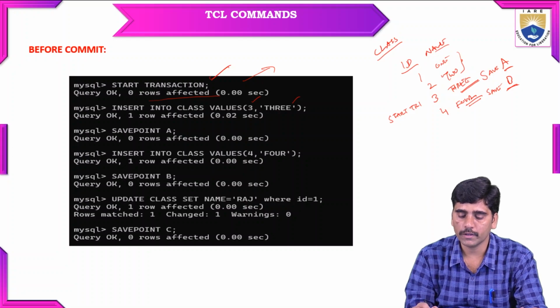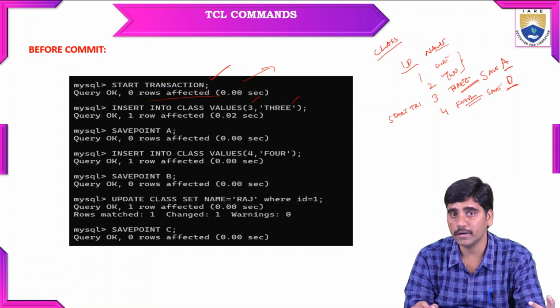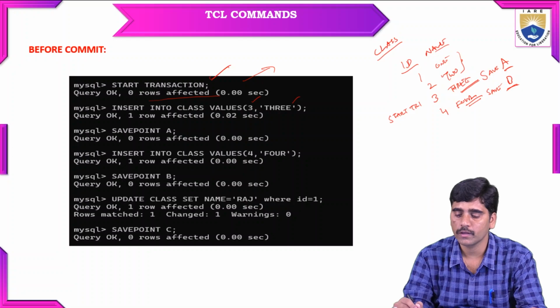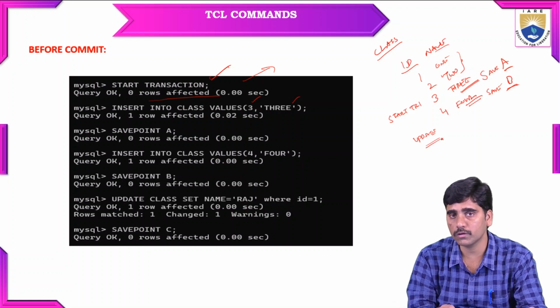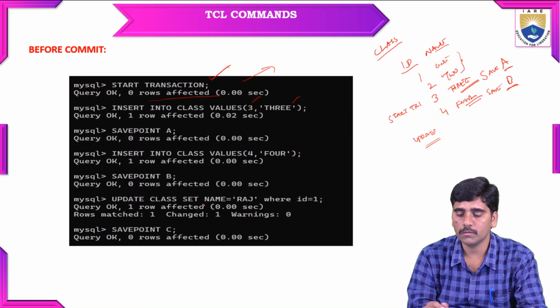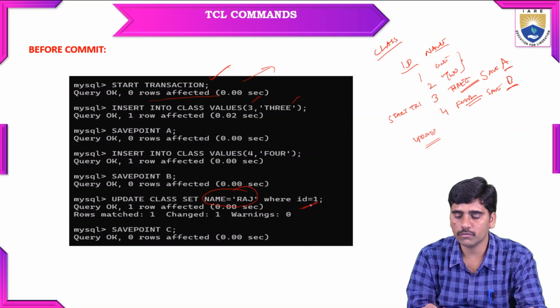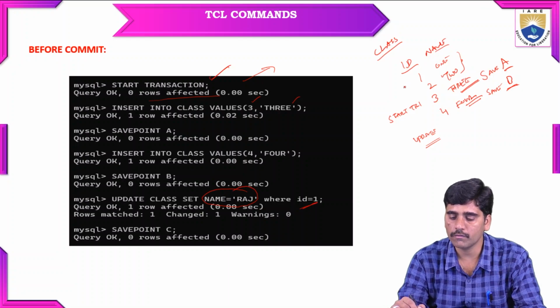And now I am trying to perform an update operation. What am I going to update here? I am going to update the table named class, set name equals to Raj, where ID equals to 1. So whoever has the ID 1, the name of 1 will be updated as Raj.